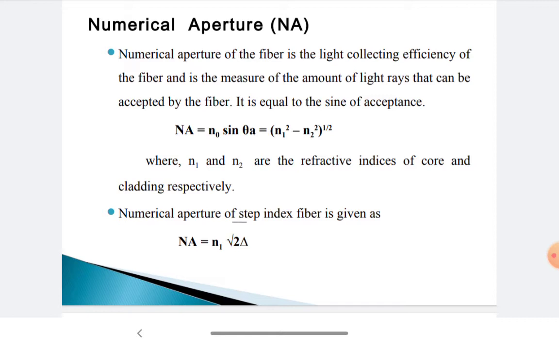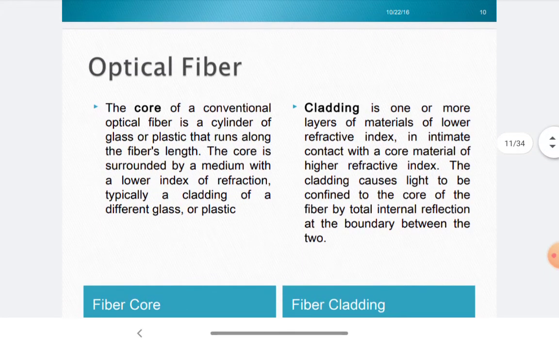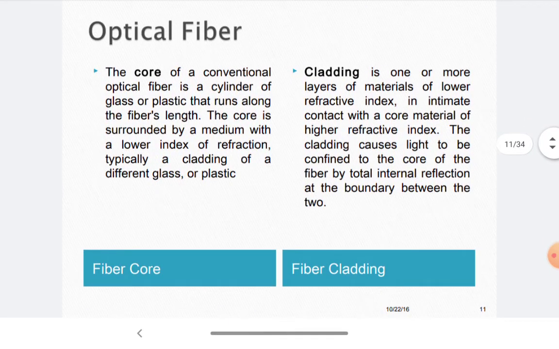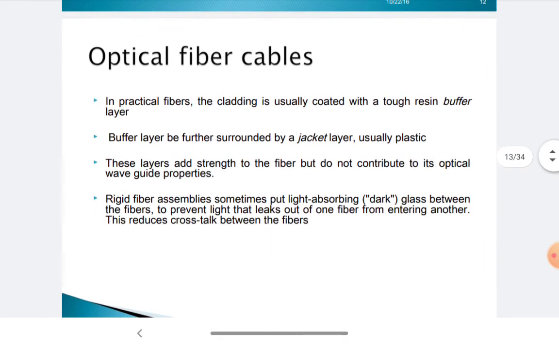So these are the refractive indices. N1 is the refractive index of the core and N2 is the refractive index of the cladding. The numerical aperture of the step index fiber is given as N1 root of 2 delta. So that is the step index fiber. And again, this is the plastic coating.